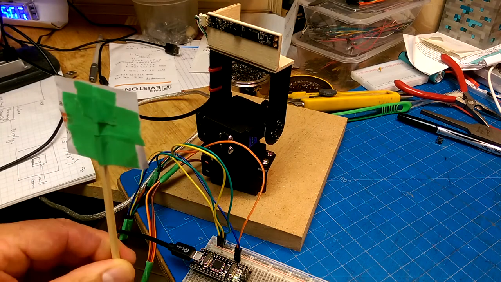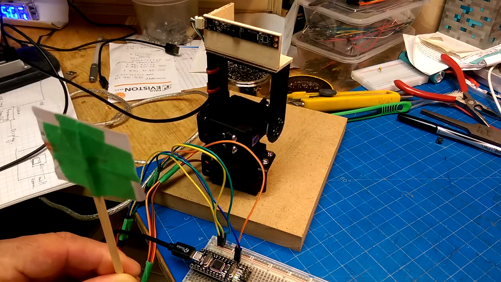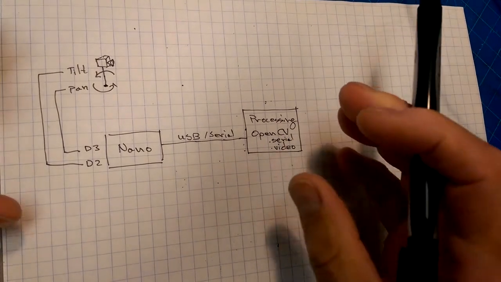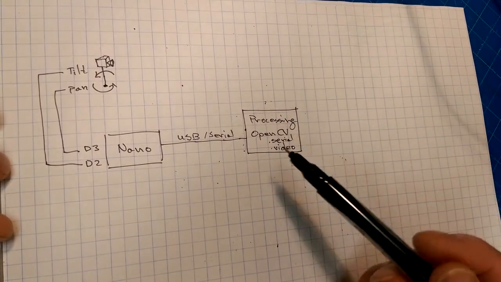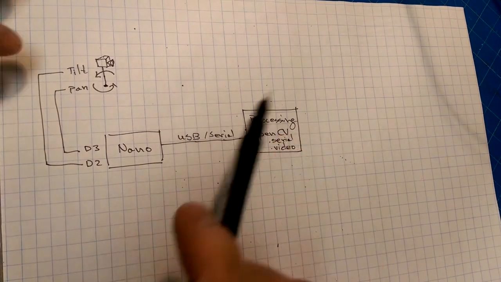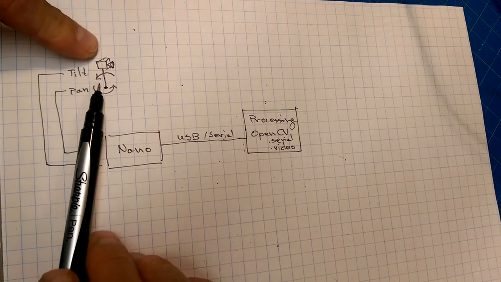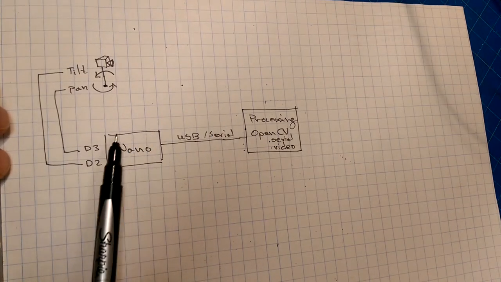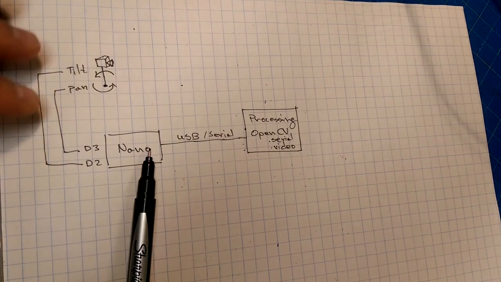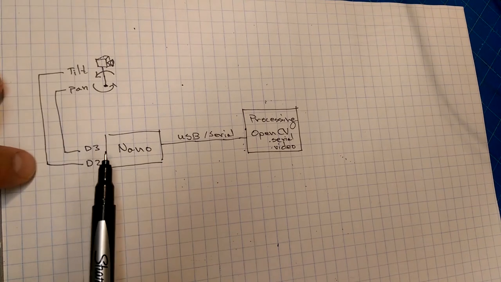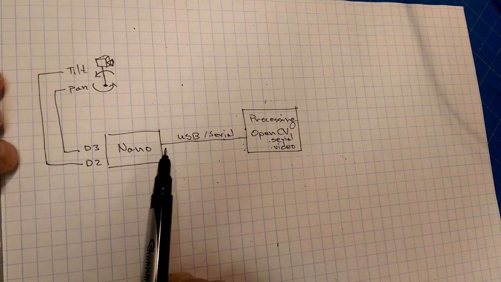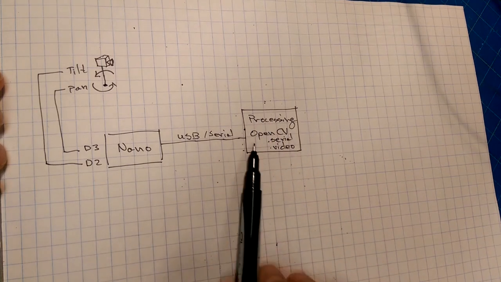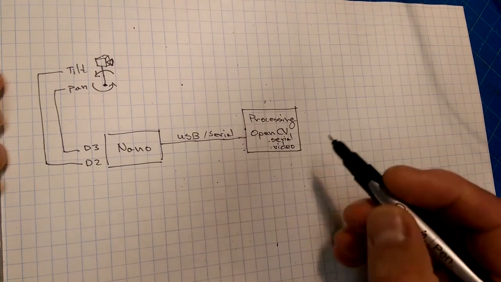Oh, where'd he go? There he is. Okay, so here we have a simplified sketch of our project. We've got three major components. We've got our pan tilt and our camera. We've got a microprocessor, our Nano, to control the pan and tilt on digital pins 2 and 3. We've got USB communication between the Nano and our Processing sketch that's going to be running on our host.